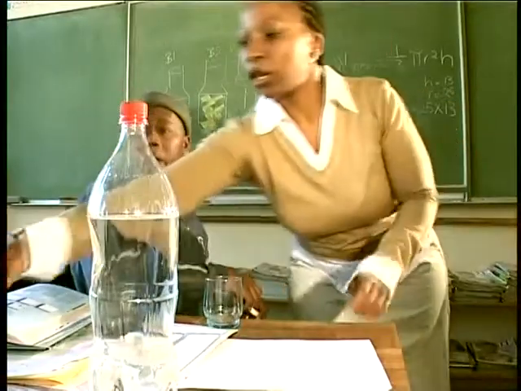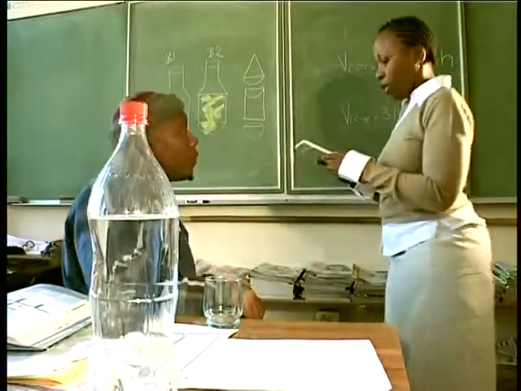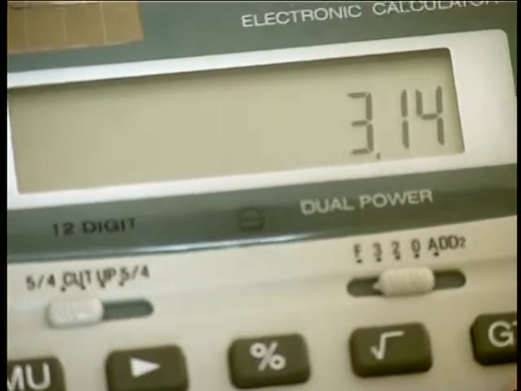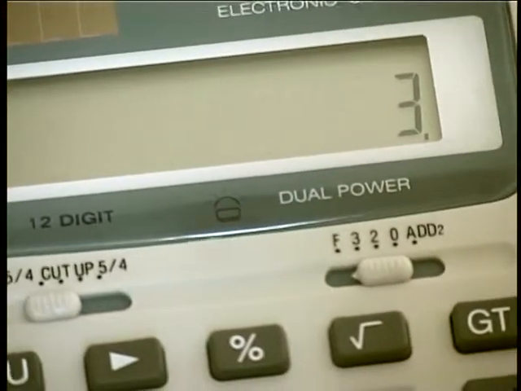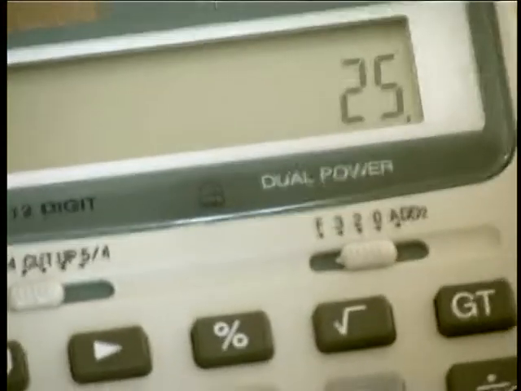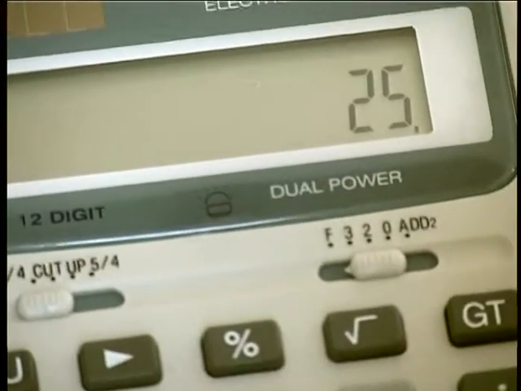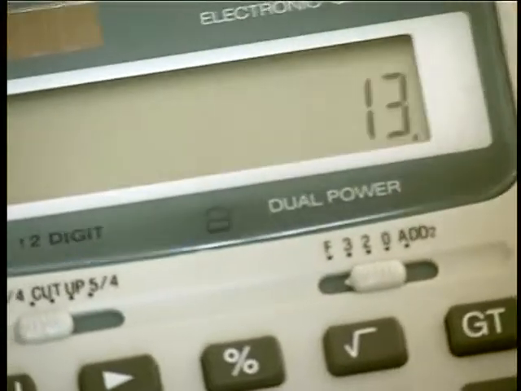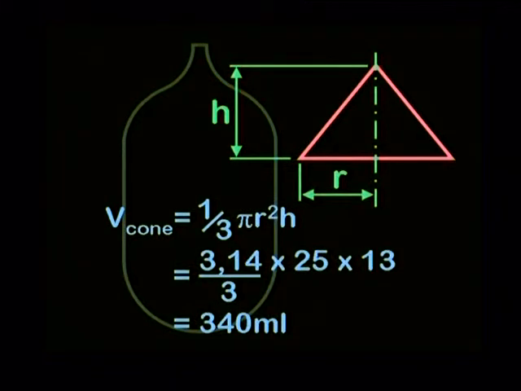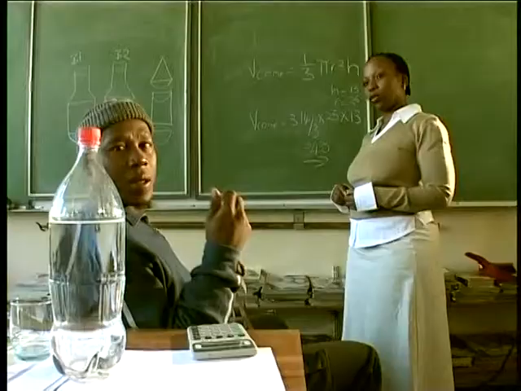Okay. Let's make that calculation. 3.14 divided by 3 times 25 times 13. It's about 340 centimeters cubed or 340 milliliters. So a tin of cold drink can fit in that cone. So that means you've had 2 cones, which is 340, that's 680 milliliters.